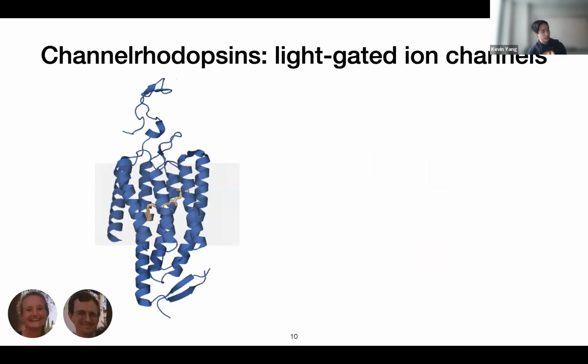This project I did a while back with Claire Bedbrook and Austin Rice and Frances Arnold and other people. So channelrhodopsins are light-gated ion channels. They have 7 transmembrane helices. Here I'm representing the protein structure in blue and the membrane in light gray. And inside that golden molecule is called all-trans retinal. Normally it's in this all-trans configuration and the channelrhodopsin is closed.